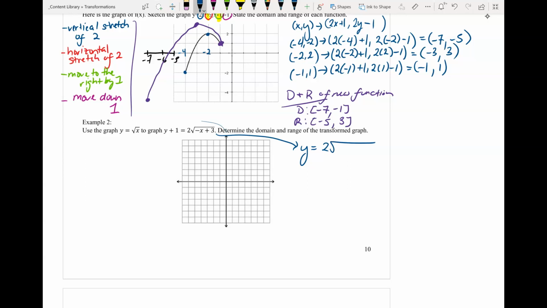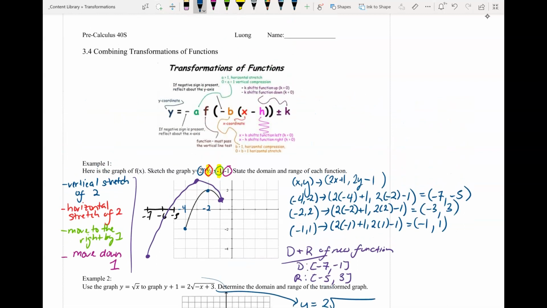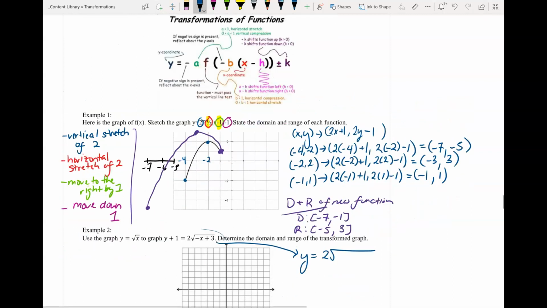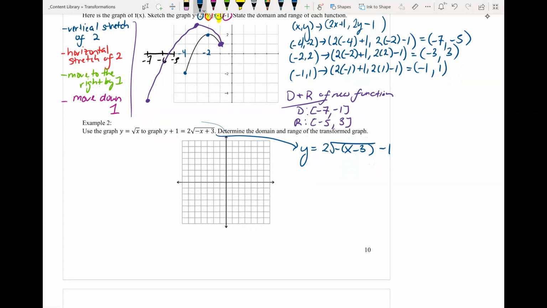2 root. And I'm also going to factor out the negative, because if we look up here, that negative is factored out. So if I factor out the negative, I'm left with x minus 3. I'm going to move this plus 1 to the other side, so it's -1. So this is the graph we're going to draw.